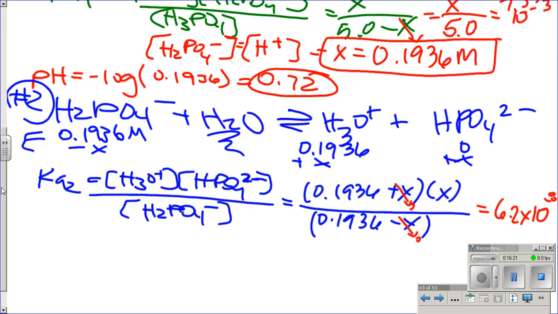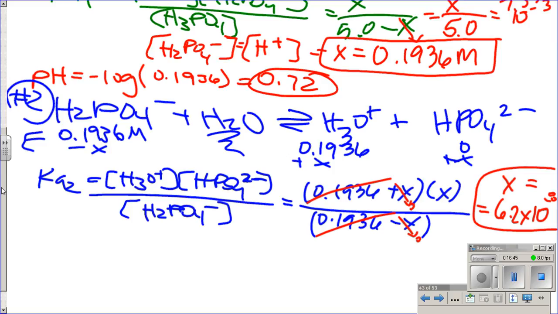What have I just solved for? X, because you see that 0.1936 cancels on top and bottom as well after I've neglected the X's. So I've actually solved for X. X is equal to the Ka2 value just because of how the math worked out. It's not magic, it's math.